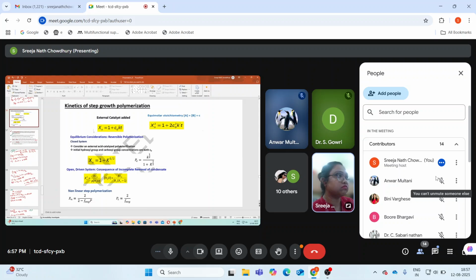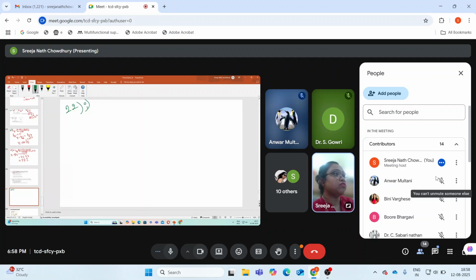Okay, so our formula, that is Xn is equal to 1 plus K to the power half. So our K is 100. So Xn will be 1 plus 100 to the power half, and this will be 11.